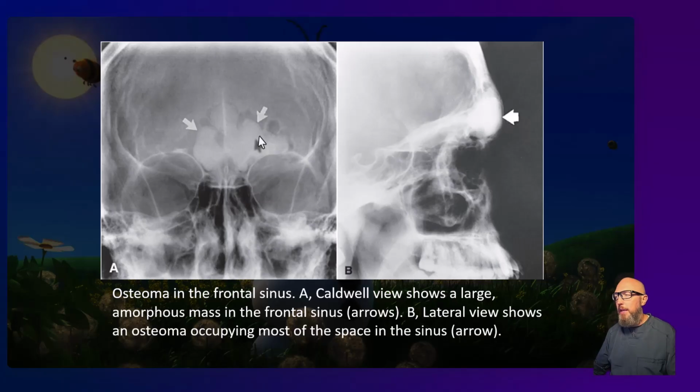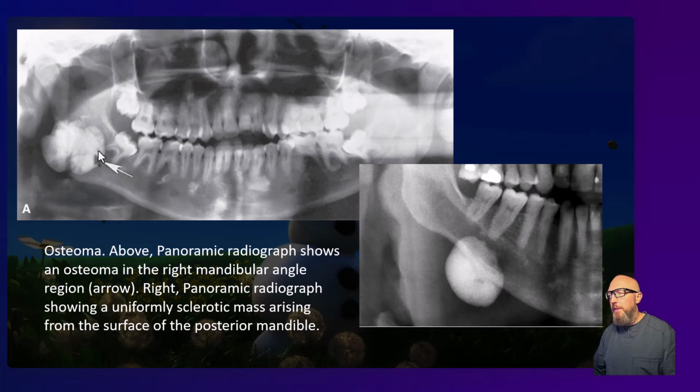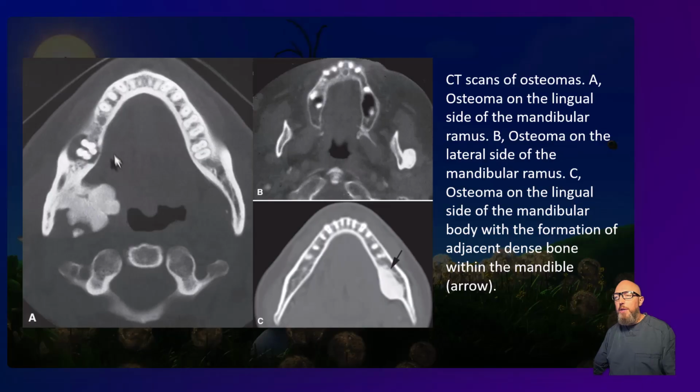So this was our PA ceph, and then the lateral ceph showing the same patient. Another osteoma, and when we get to the soft tissue calcifications lecture, you might think this is a soft tissue calcification, but this was attached to the lingual surface of the mandible, just this very dense overgrowth of bone. This was just an osteoma, so similar thing here in the inferior border of the mandible. And then if you can get a 3D view, here's the axial slice, and you can tell that this is something that's just growing off the lingual border of the mandible. And it just looks like cancellous bone. That's kind of what tells you that it's an osteoma.